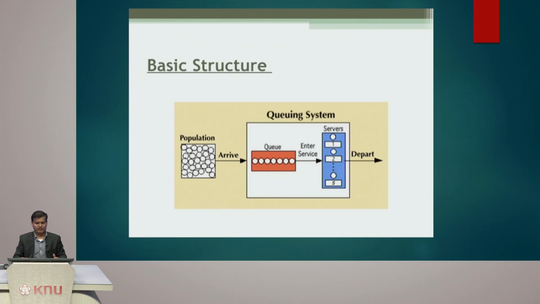For example, when I say the number of customers in the system, it includes both the customers who are waiting in the queue and the customers who are currently being served. But if I say the number of customers in the queue, it just represents those who are waiting in the queue. That's here. If I say the number of persons in the queue, it includes just the queue part. But if I say the number of persons in the system, it includes the whole system.